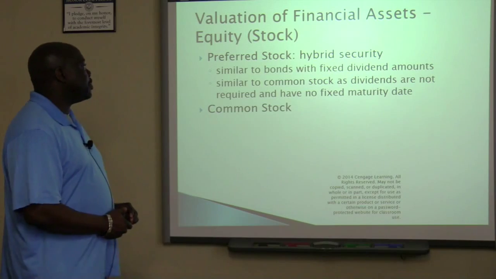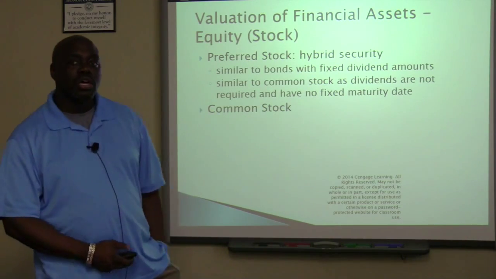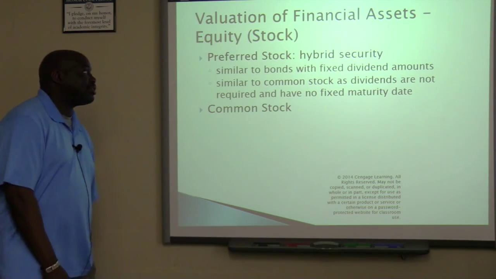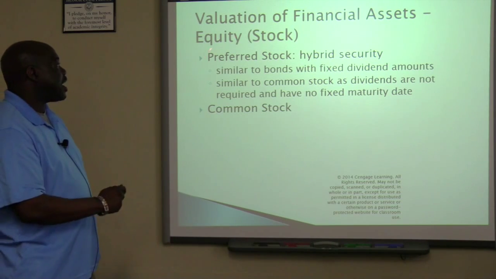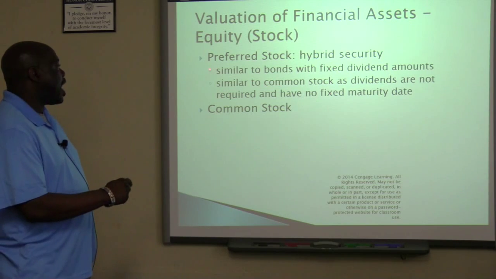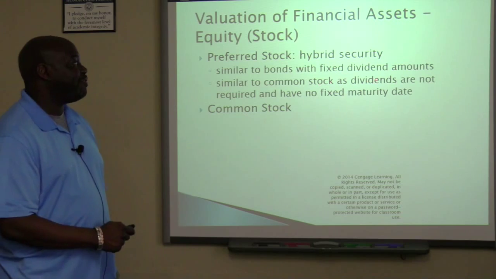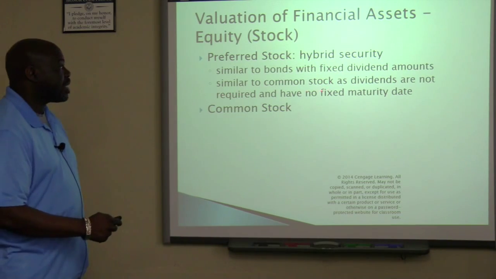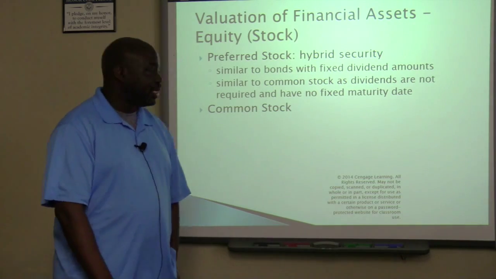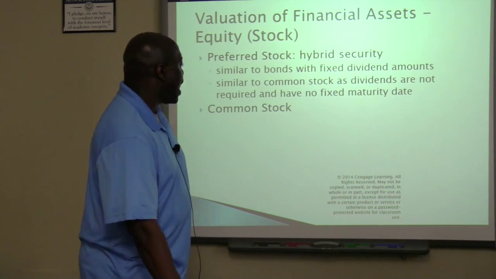All right. Tonight we're going to be talking about stock. Evaluation of a financial asset is actually equity or stock. There are many different types of stocks. You have preferred stock, which is a hybrid security. It is similar to bonds with a fixed dividend amount, similar to common stock as dividends are not required, and has no fixed maturity. Now, common stock is what everybody talks about the majority of the time.